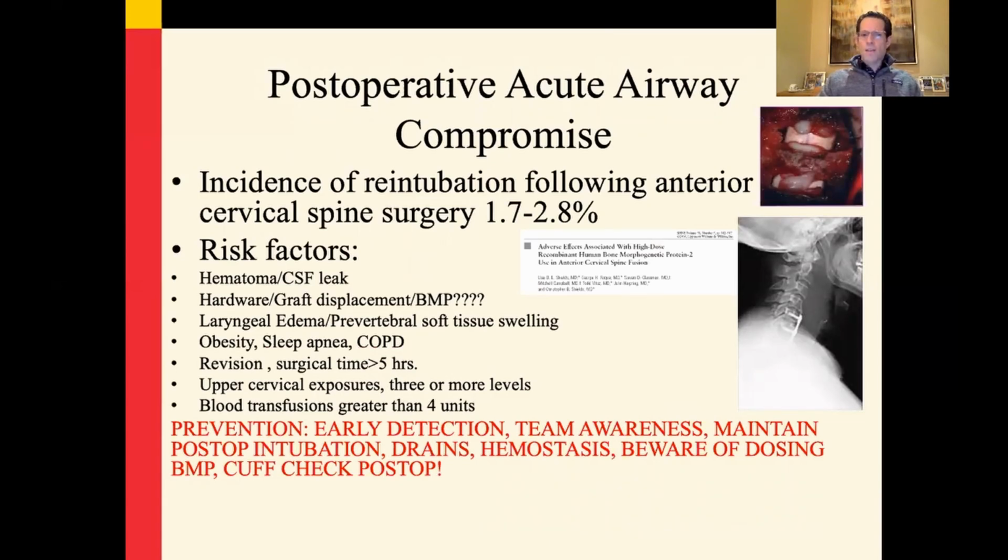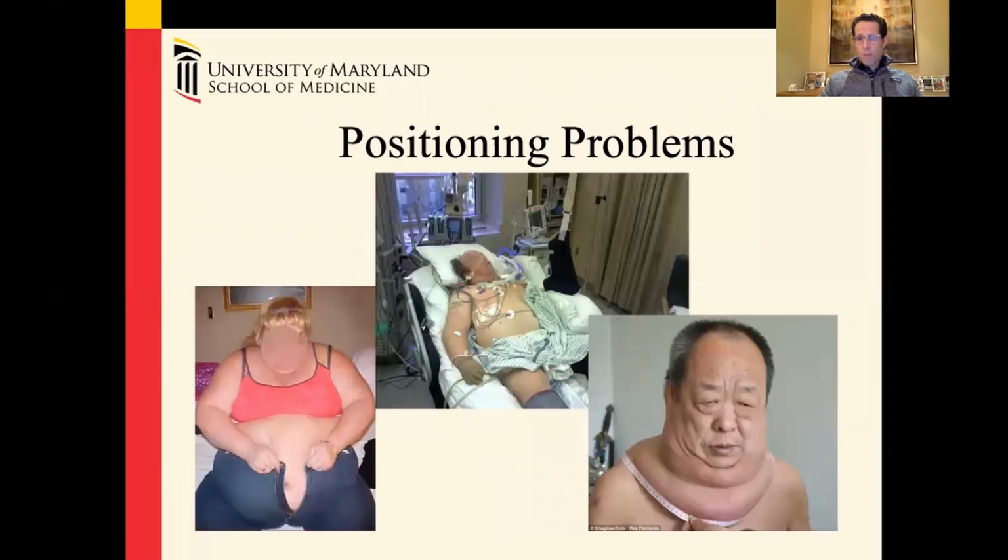We know the risk factors are multi-level procedures, people that have prolonged surgical procedures greater than 5 hours, revision procedures, patients that are losing blood, they may be obese, have sleep apnea, or COPD. But early detection, having team awareness, maintaining postoperative intubation, and doing a cuff check postoperatively to see if you can extubate the patient can help. And beware of BMP. If you use it in an off-label indication, it can really contribute to this postoperative airway problem.